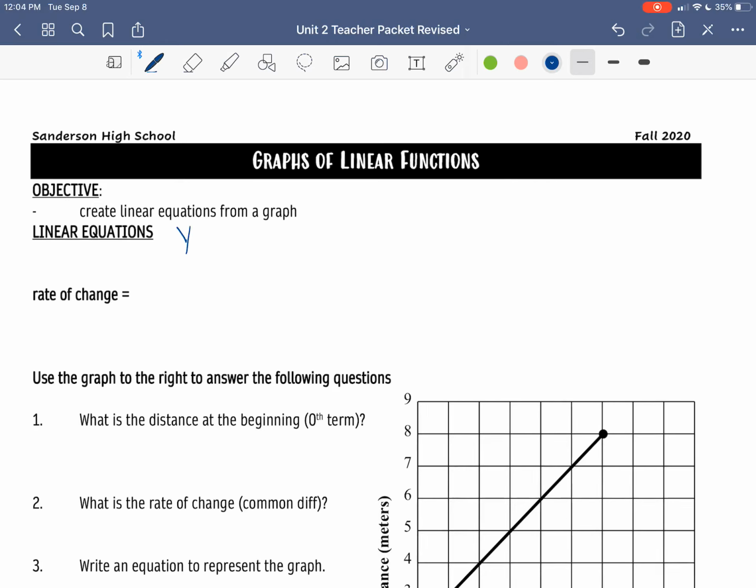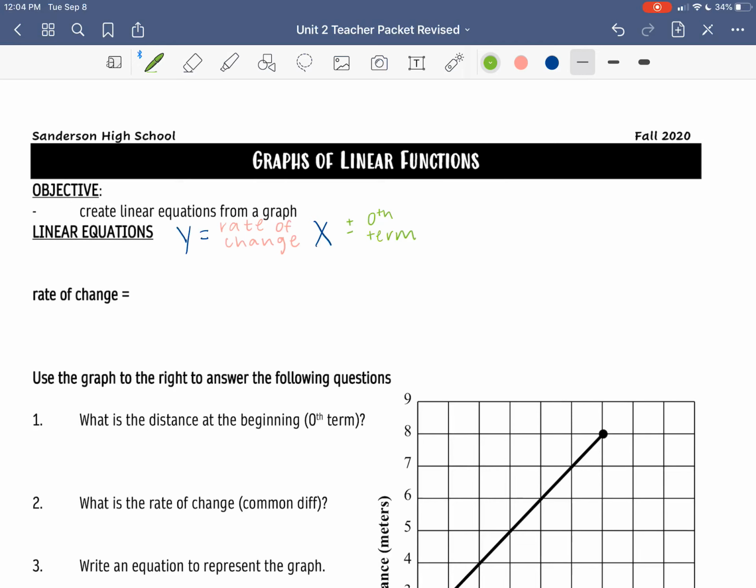It's going to be y equals whatever your rate of change is. We'll talk more details about rate of change in just a second. That goes next to the x, and then you're going to have plus or minus, depending on if it's positive or negative, your 0th term.